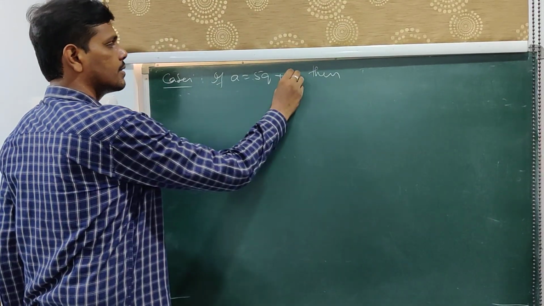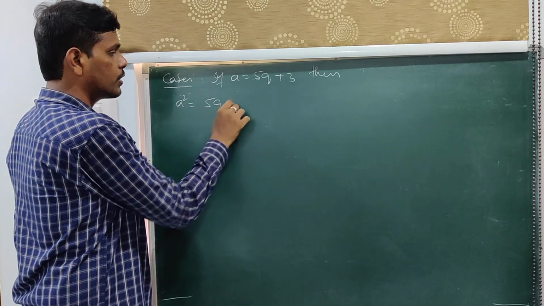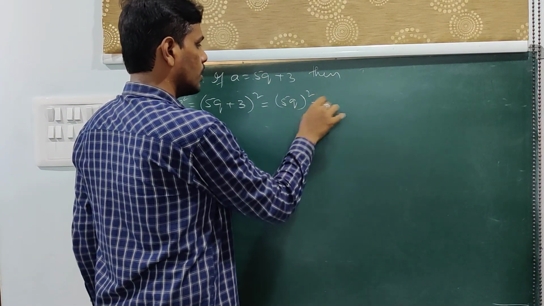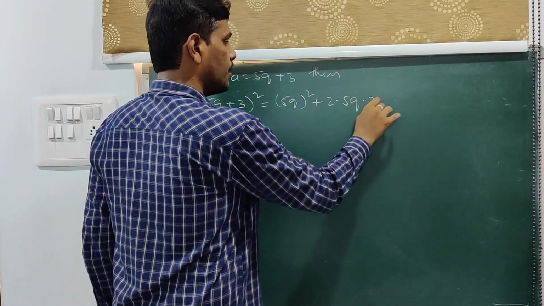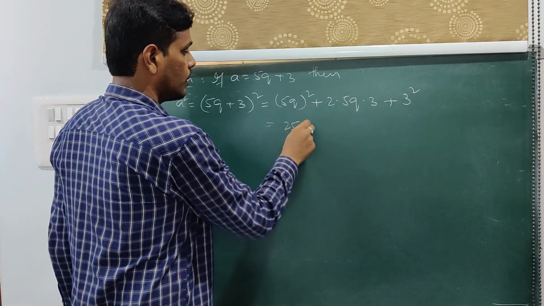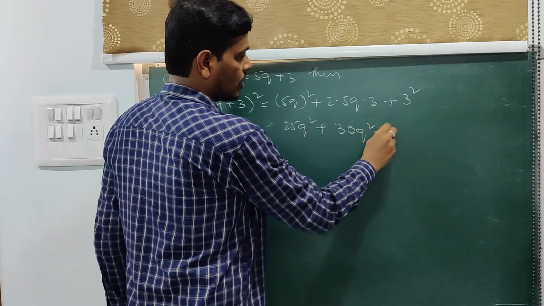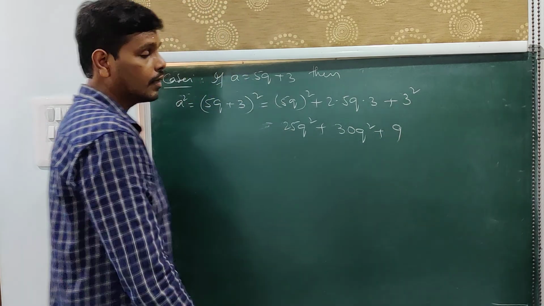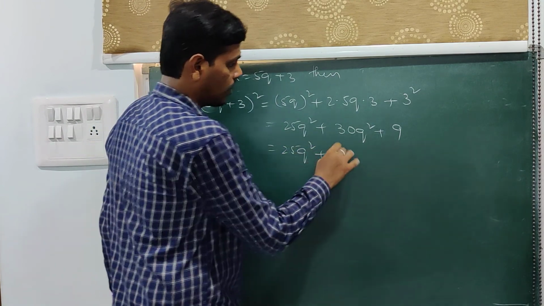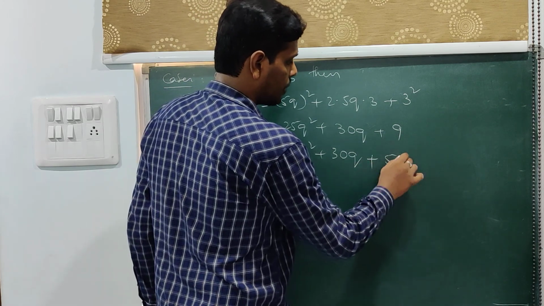Now when a takes the form 5q plus 3, then a square is equal to 5q plus 3 whole square, a plus b whole square. A plus b whole square is a square plus 2ab plus b square. So this is 25q square, 2 5s are 10, 10 3s are 30, and 3 square is 9. Now 9 we can write it as 5 plus 4. So that is 25q square plus 30q plus 9, which is 5 plus 4.